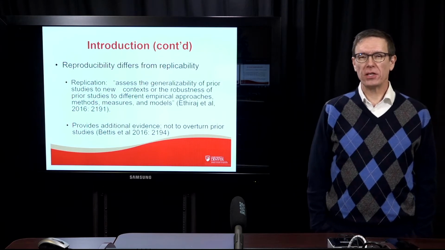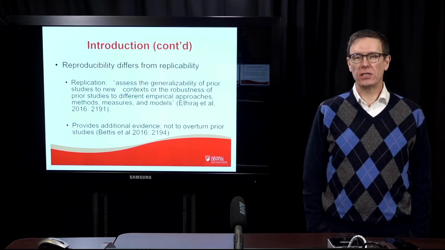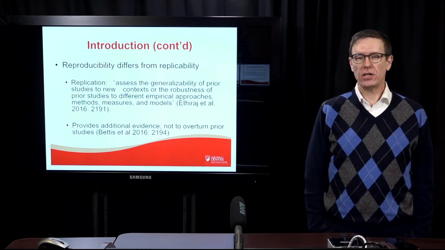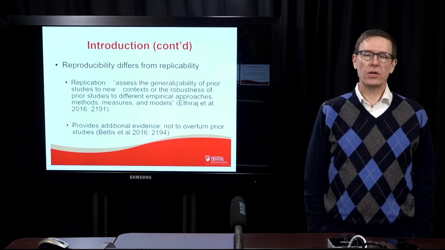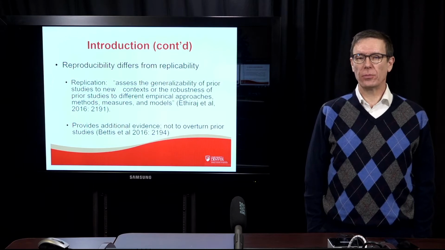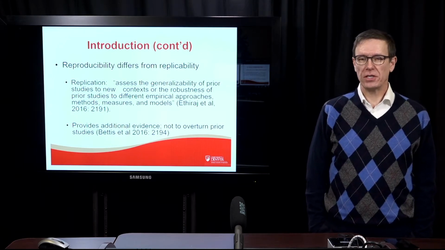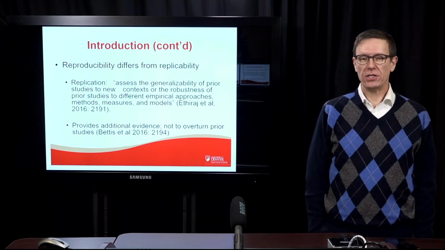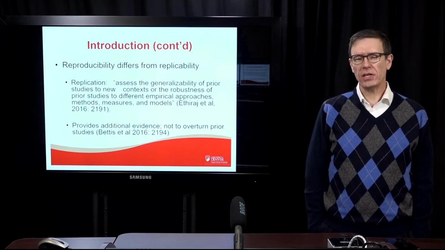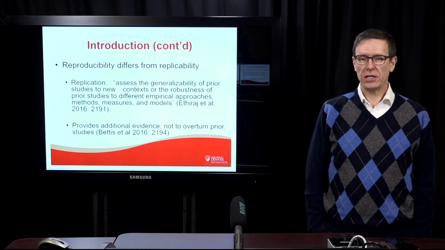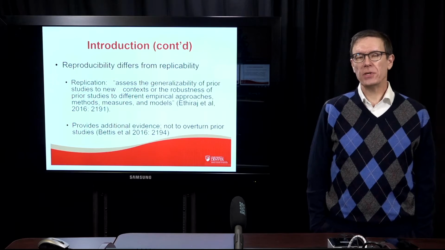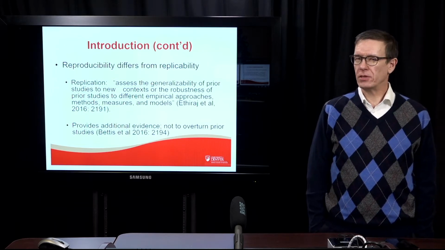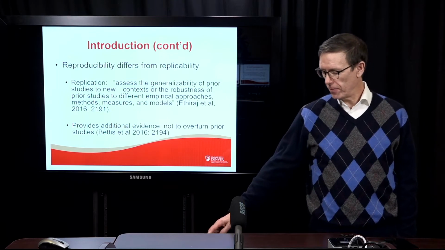Now, it's important before we get started to understand how reproducibility differs from replicability. Replication is assessing the generalizability of prior studies to new or different contexts, or to examine the robustness of prior studies to different empirical approaches, methods, measures, and models. As you can see, the citation from the SMJ editors here I mentioned recently. Another set of SMJ editors mentioned that replicability provides additional evidence taken from different study contexts. And the purpose of this is not to overturn prior studies, but to give us additional information about them.